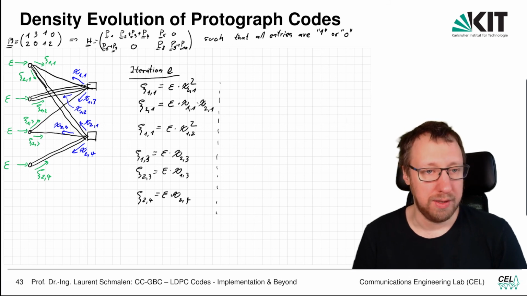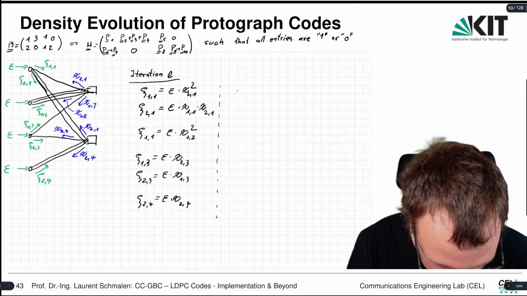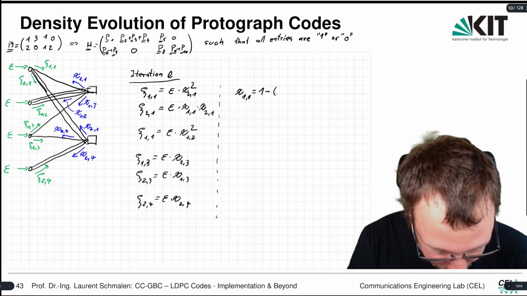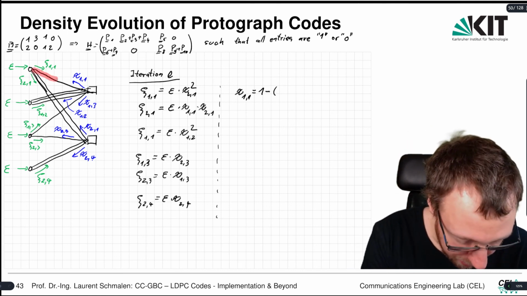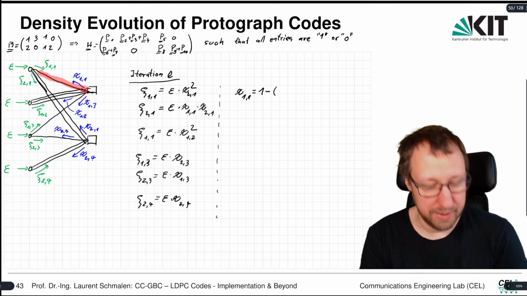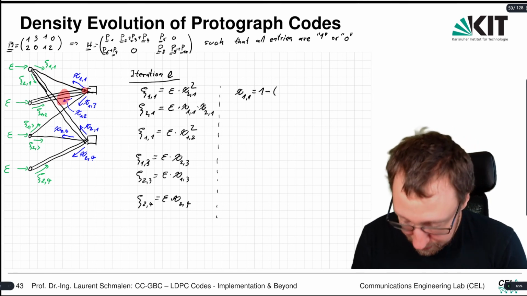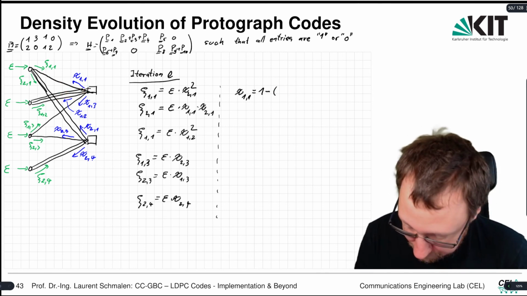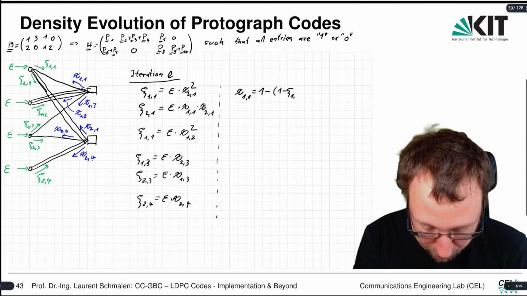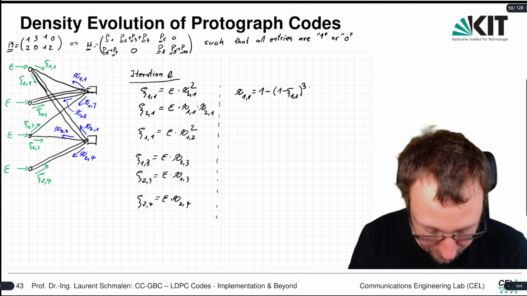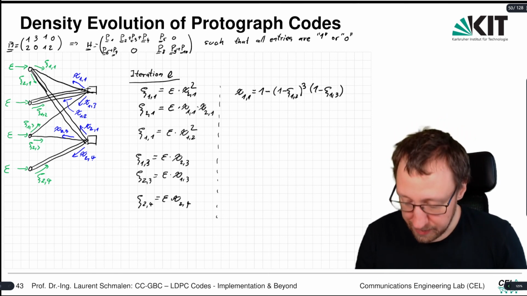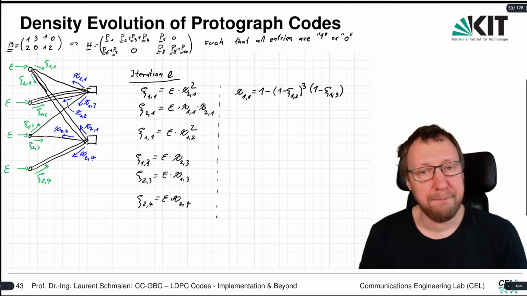Now we're looking at the check nodes. So we have chi11. That's 1 minus... Now we have one incoming edge from this side, but this one we cover. We don't look at this. Then we have three incoming messages from this side. It's 1 minus C12 to the power 3 times 1 minus C13. That's the message coming from here.